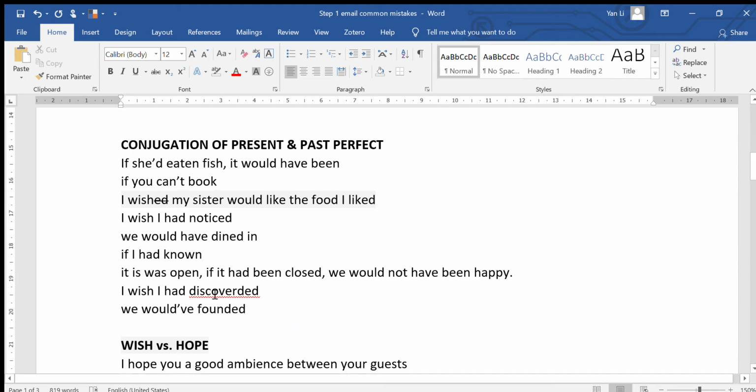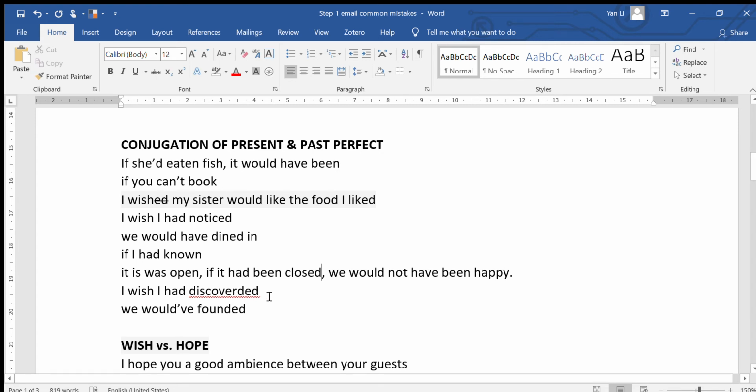Okay. It was open. I don't know. I don't know what's going on here. I don't understand this. Please reread your sentences. Some of them I can't find the mistake because actually the sentence doesn't make sense, and so I don't know what you meant. Okay. I wish I had discovered it.